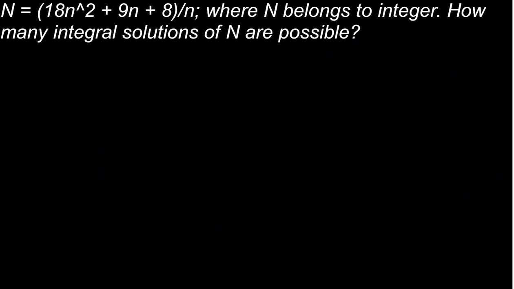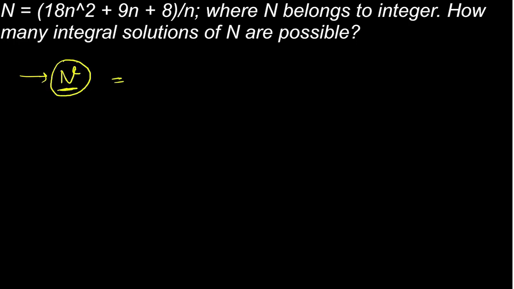If n equals (18n square plus 9n plus 8) divided by n, where capital N belongs to the integers, how many integral solutions of n are possible? Okay, so let's write this down. N should be a positive integer or any integer number.